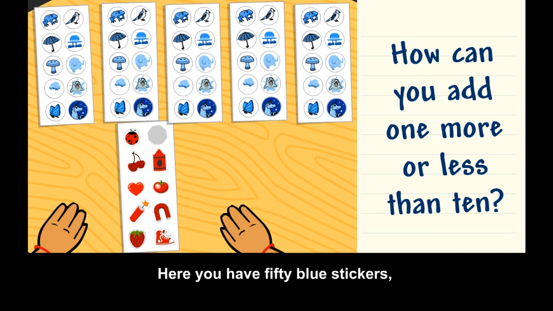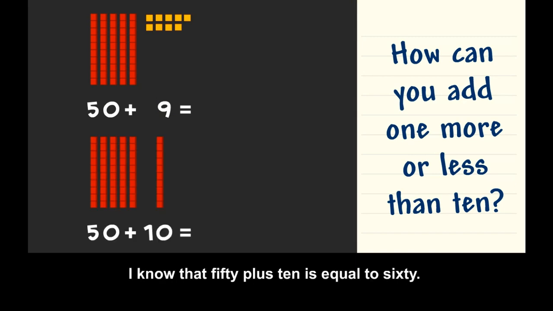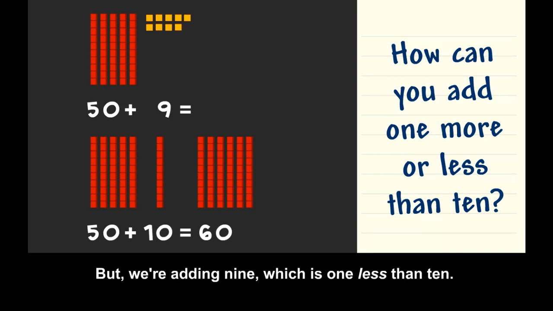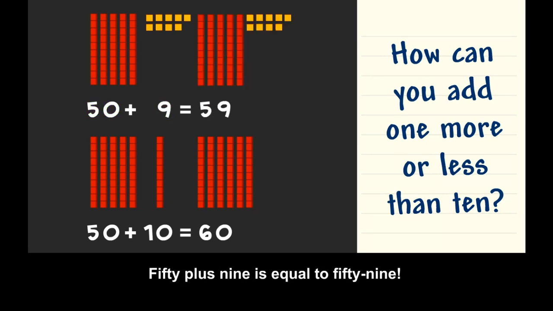Here you have 50 blue stickers and 9 red stickers. How many do you have together? What is 50 plus 9? I know that 50 plus 10 is equal to 60. But we're adding 9, which is 1 less than 10. So subtract 1 from the sum to find the answer. 50 plus 9 is equal to 59.